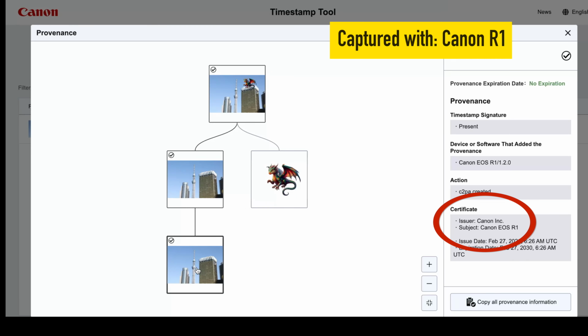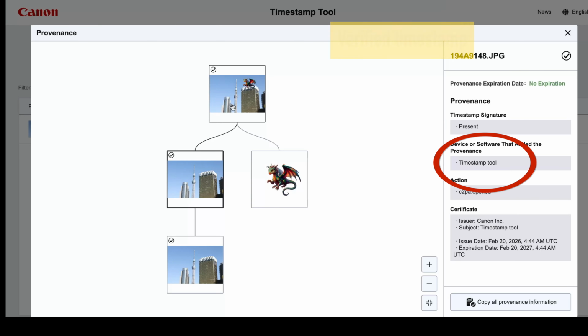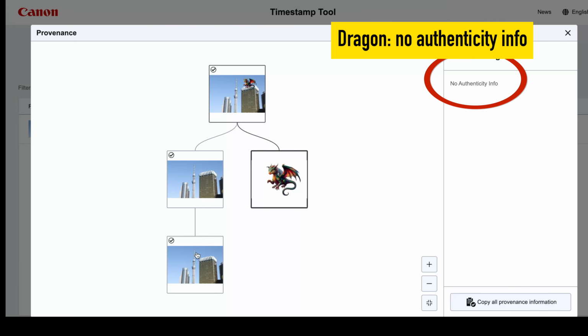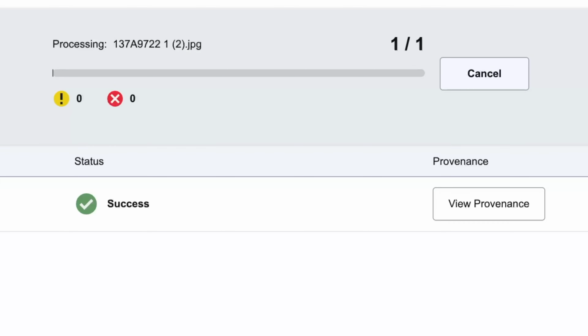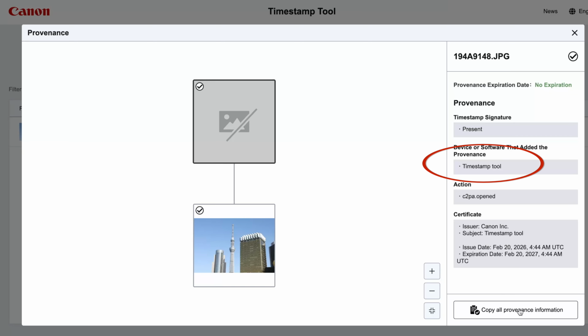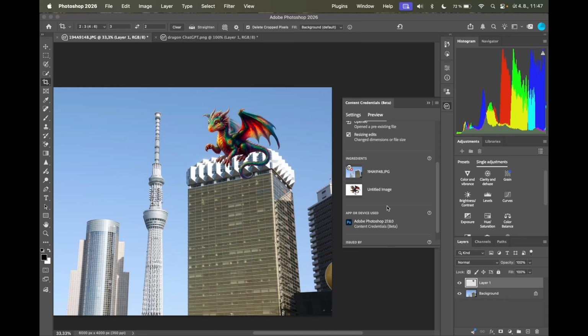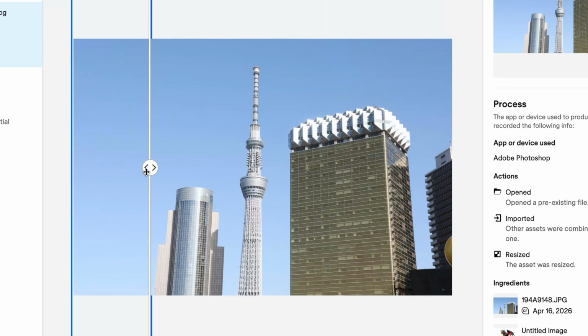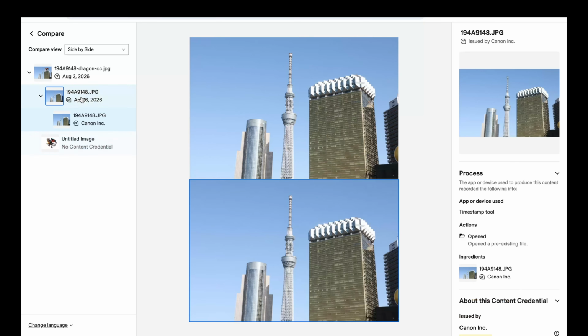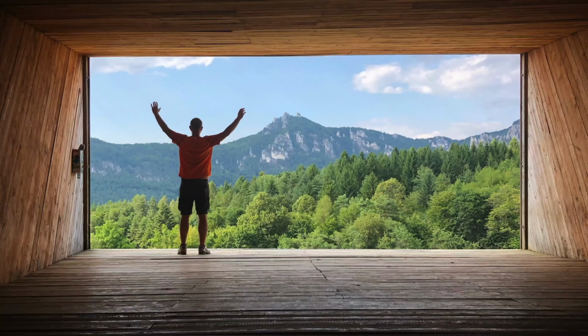Thanks to him, you'll see how Canon's new authenticity imaging system allows you to verify a photo's origin, even years after it was taken. But this is about much more than Canon. All these timestamps and digital signatures are part of a fascinating global effort to combat fake and manipulated content, in which even fake dragons won't stay hidden for long. Let's take a closer look.